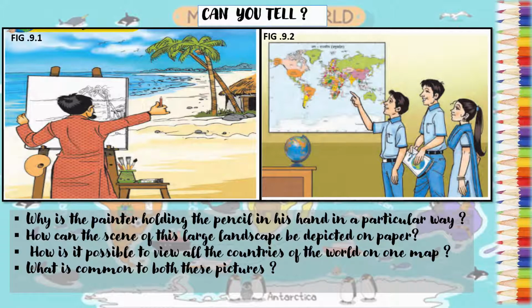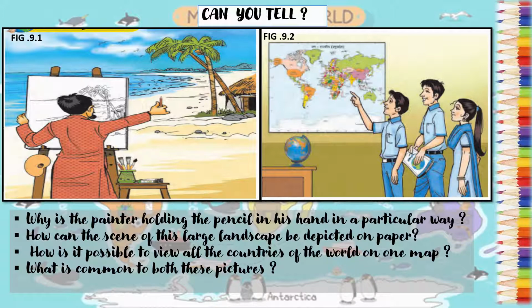The next one is, how can the scene of this large landscape be depicted on the paper? The painter can depict the scene of this large landscape by taking an estimated scale of the objects opposite him. The scale enables him to reduce the objects to a smaller size, and as such the larger landscape can be depicted on the paper.